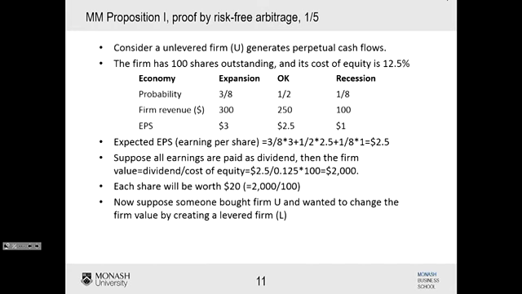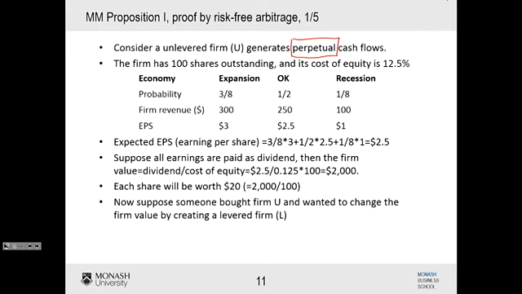Consider an unlevered firm, U unlevered, that generates perpetual cash flows. We're always using perpetual cash flow because that's going to help us discount the future cash flow back into the present value with a very simple, easy formula. And to make things slightly complicated, I will assume this firm has 100 shares outstanding, and its cost of capital, let's say, is 12.5%.